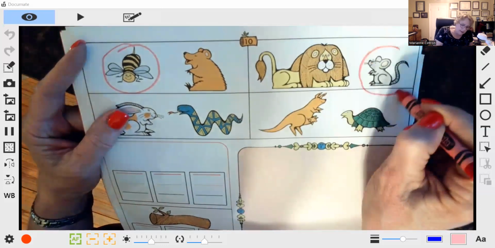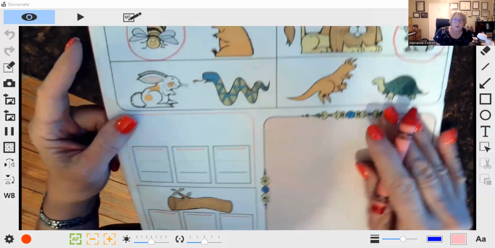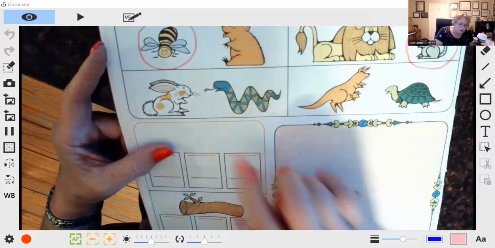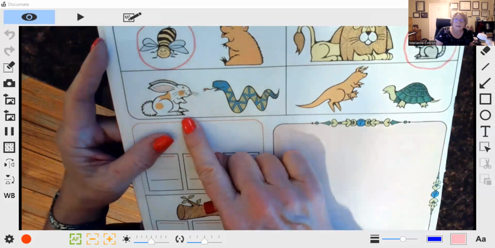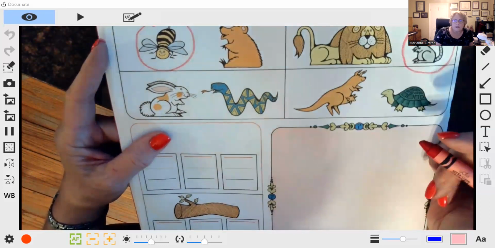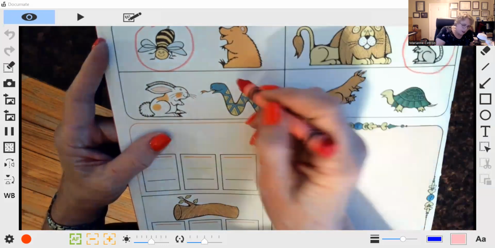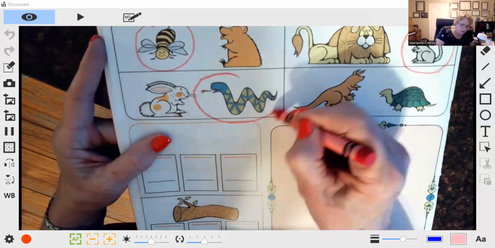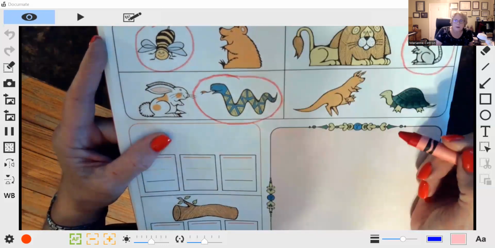The mouse has a little squeaky voice, right? Now, these animals are very quiet, but one goes like a rattlesnake. I can't make that sound very good, but let's circle the rattlesnake.